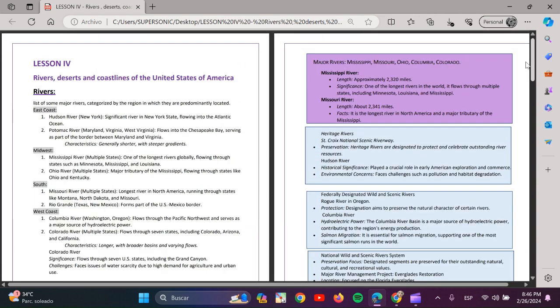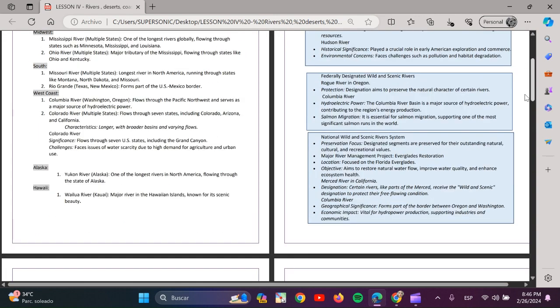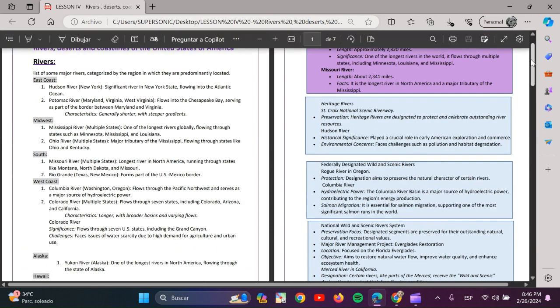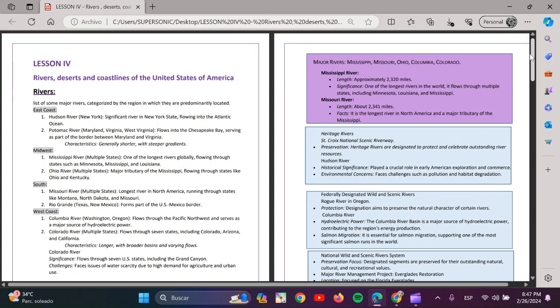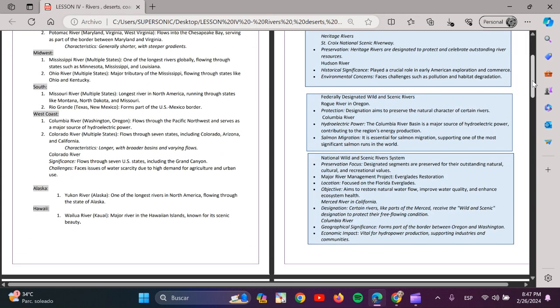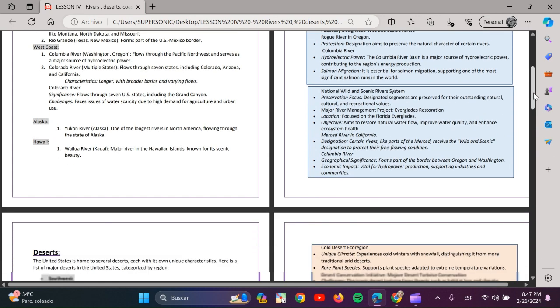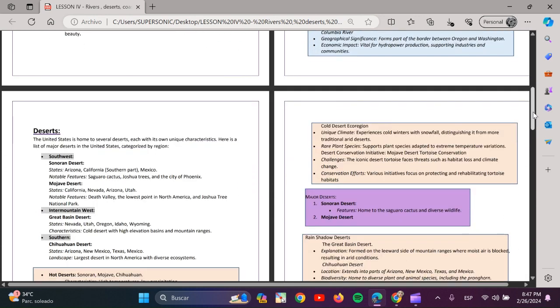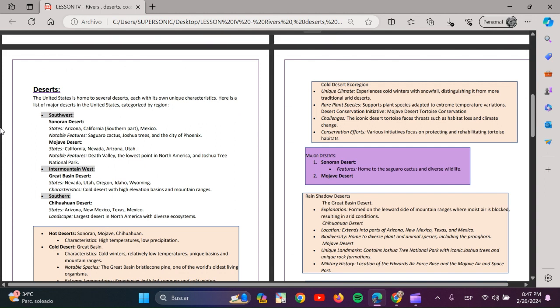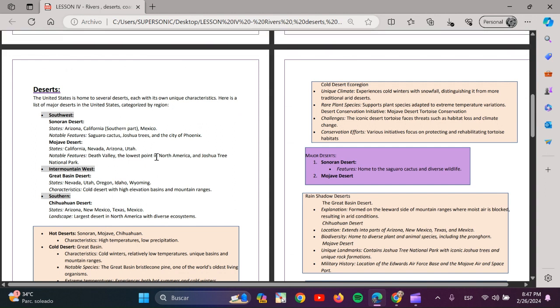As you can see, there are a lot of rivers, and of course, there are a lot we don't have here. But don't worry, we're just talking about the main important. So we can continue now with deserts. As you know, United States is home to several deserts, each with its own unique characteristic. So here is a list of major deserts in the United States.